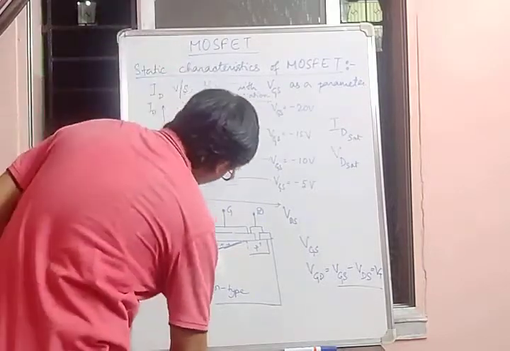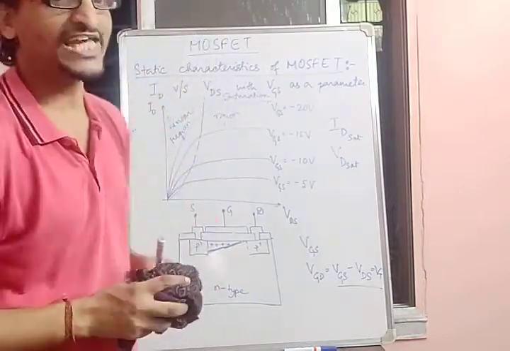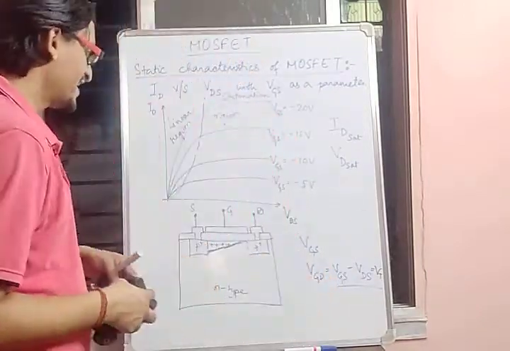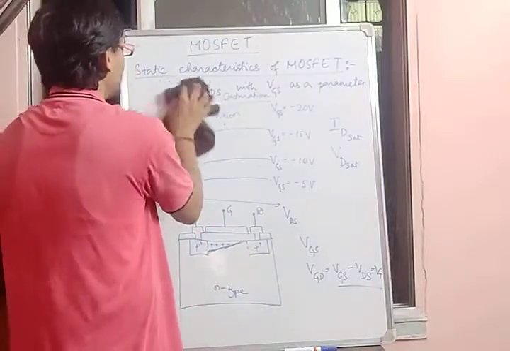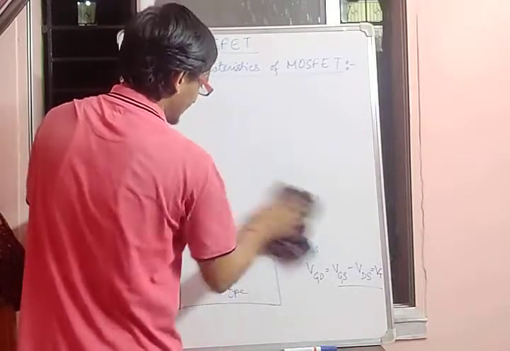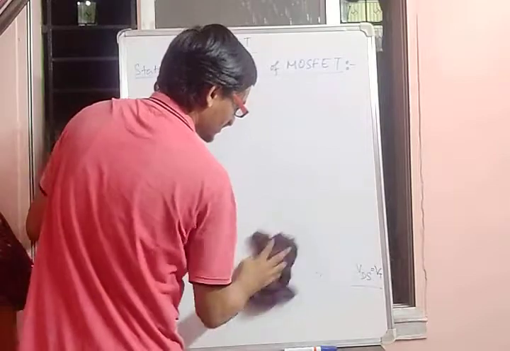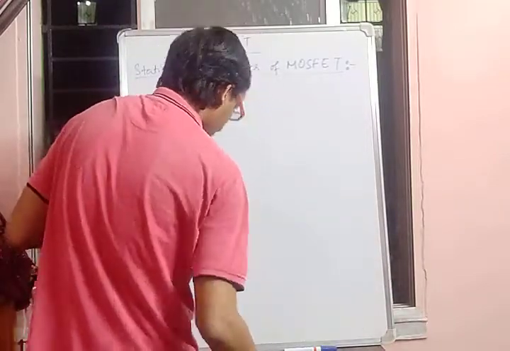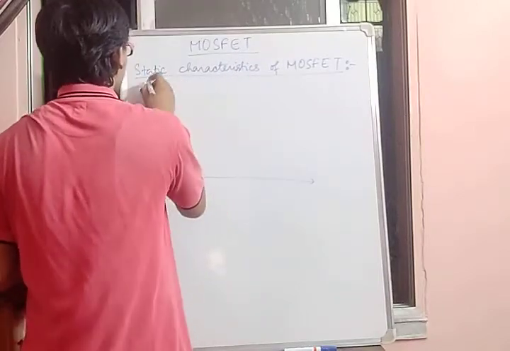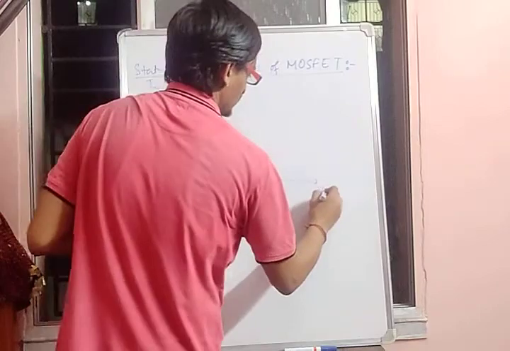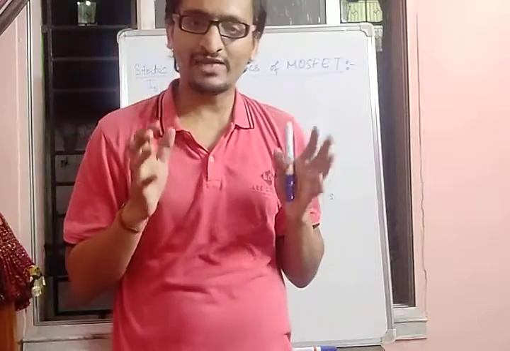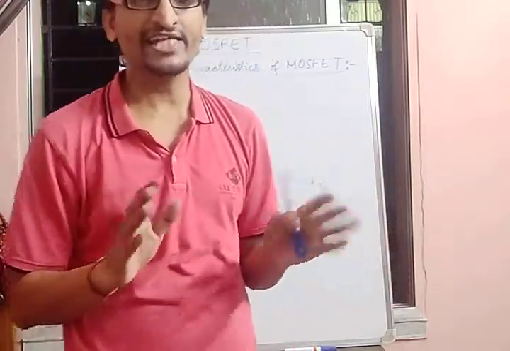Similarly, suppose you are provided with a MOSFET which can be operated in both depletion mode as well as enhancement mode. Then how will it work? How will the characteristic look? The characteristic will be similar. Say suppose we are provided with a P channel MOSFET which can be operated in both depletion mode as well as in enhancement mode.